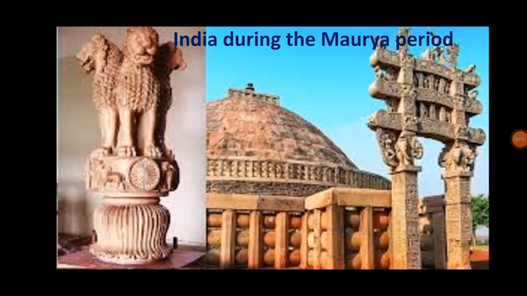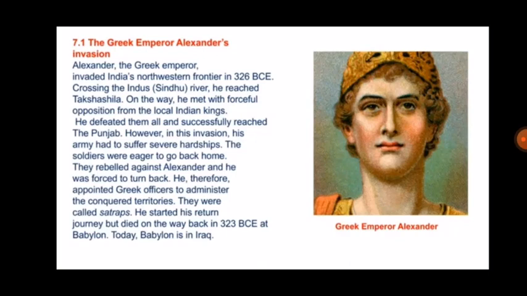The name of the chapter is India during the Maurya period. In this chapter, we will learn about the foreign invasions on the western and the northwestern frontier during the rise of the Mauryan Empire. So the first point we will learn is about the Greek Emperor Alexander's invasion.